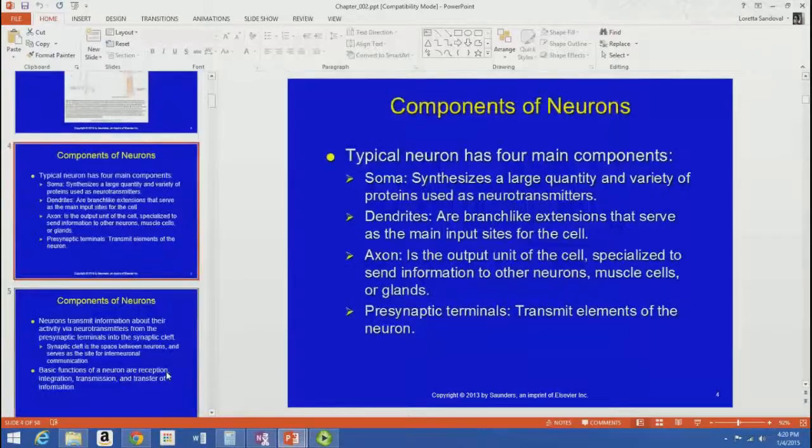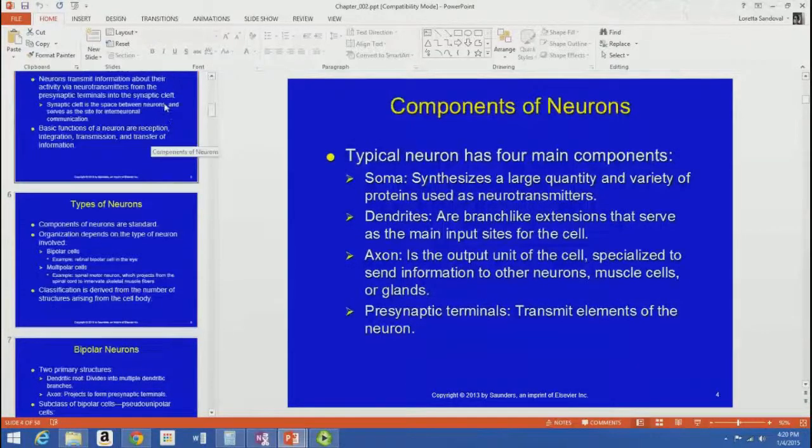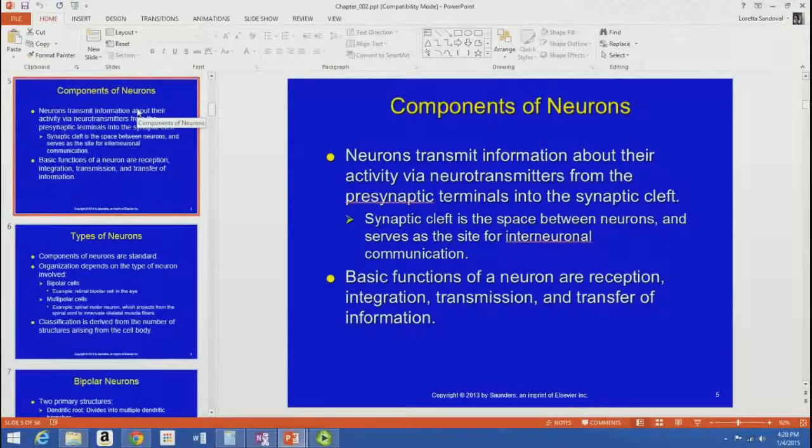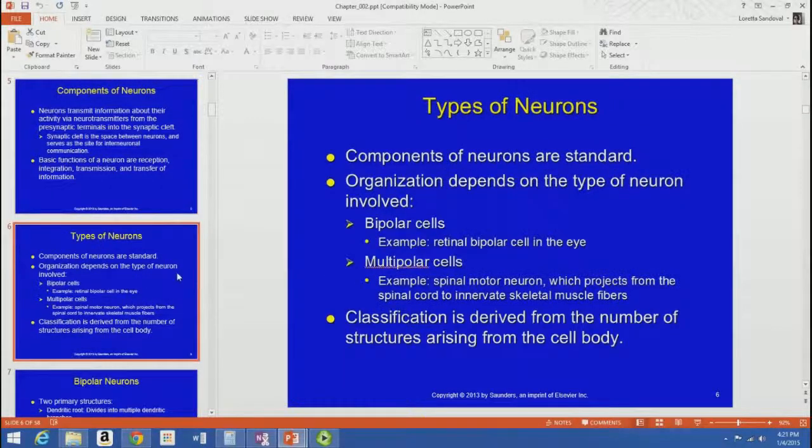So all of the components that we talked about are listed in the PowerPoint, which of course you can download, and the basic functions of the neuron, those are things you should know. There are several different types of neurons. They have a standard set of components. The organization of the neuron itself depends on the type of neuron that's involved.